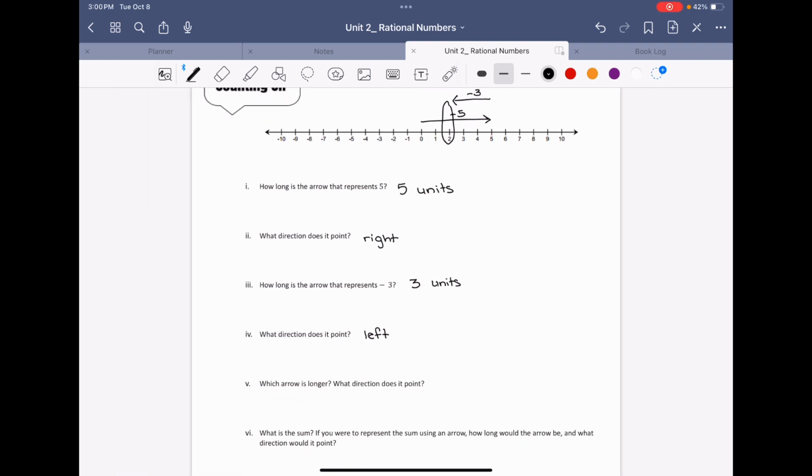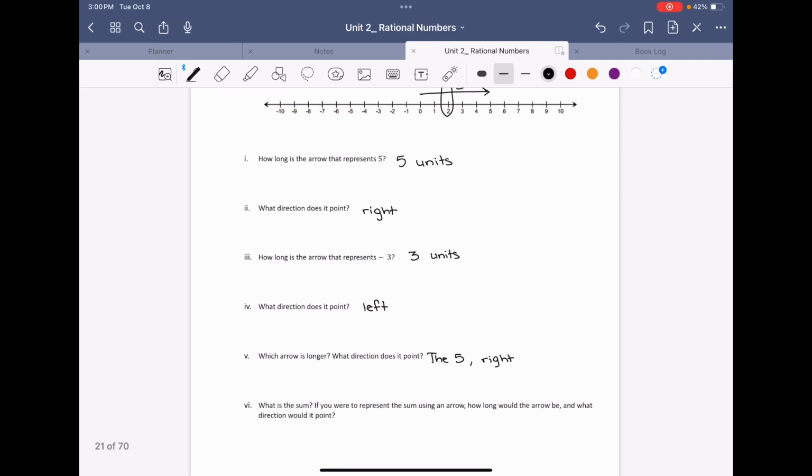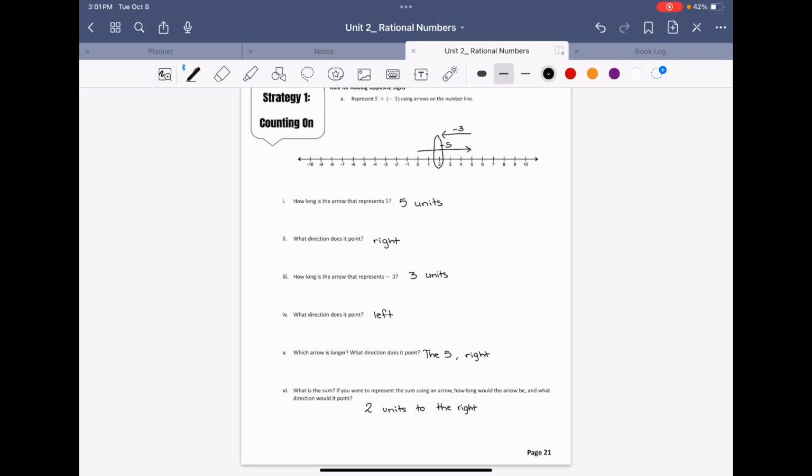Which arrow is longer? Well, the 5 unit arrow is longer. It points to the right. What is the sum? If you were to represent the sum using an arrow, how long would it be? What direction? So my sum is 2, so it'd be 2 units to the right. On to the next page.